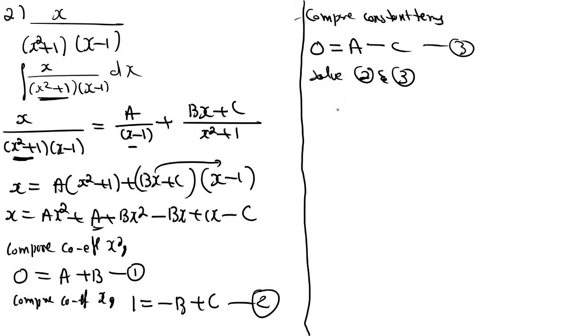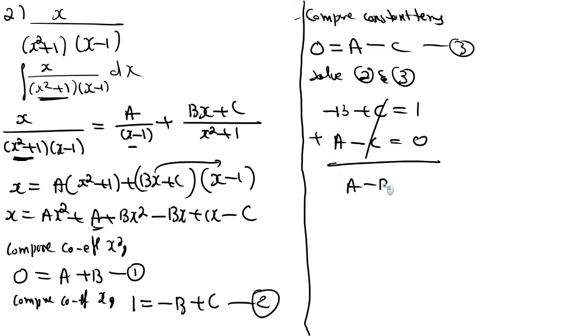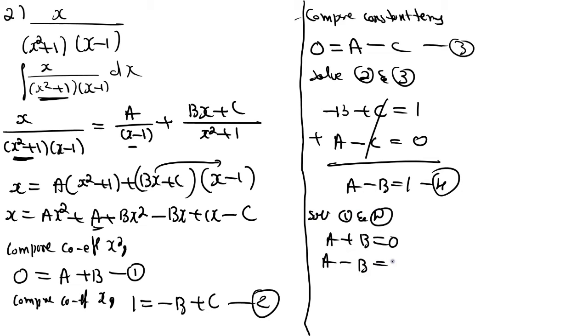What is equation 2? b minus b plus c is equal to 1. Equation 3 is a minus c is equal to 0, so plus c minus c cancels. If you add these, you will get a minus b is equal to 1. Take it as equation 4. Now solve 1 and 4. Equation 1 is a plus b is equal to 0. Equation 4, a minus b is equal to 1.